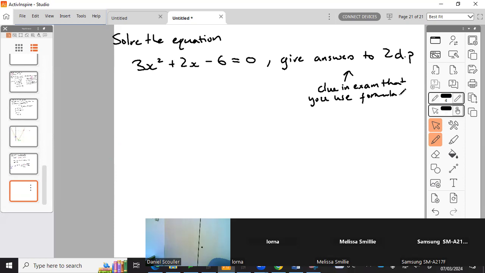If it's saying give your answers to 2 decimal points and it's asking you a factorization question or solving the equation, you are using a formula. Because you ain't solving that in your head to 2 decimal points. x equals minus b plus or minus root of b squared minus 4ac all over 2a.